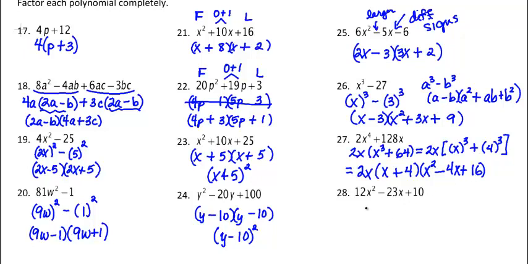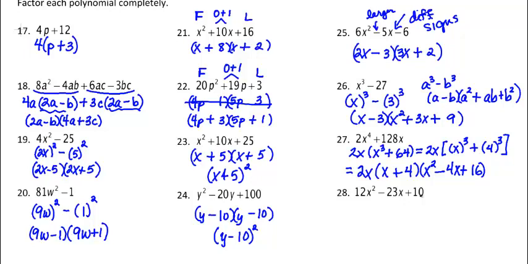Number 28 is 12x squared minus 23x plus 10. So here again we have a trinomial whose leading coefficient is not 1, so we have to do some guess and check. Let me show you on this one the other process that I was referring to earlier. Because there's a lot of combinations of 12, right? 1 and 12, 2 and 6, 3 and 4. There's combinations of 10 to be 1 and 10, 2 and 5. So that would be a lot of things to guess and check, which we could do.